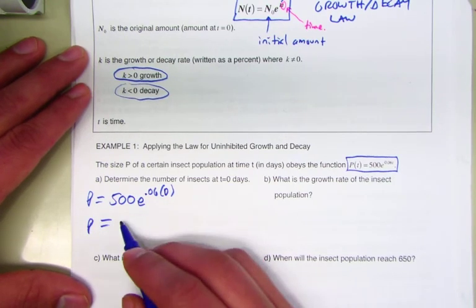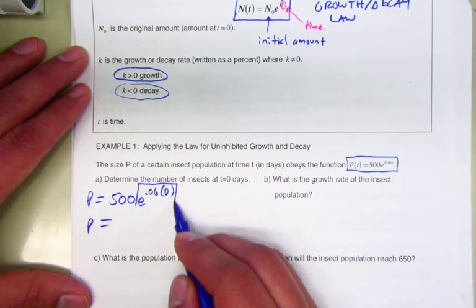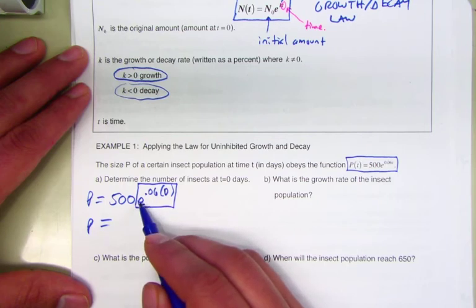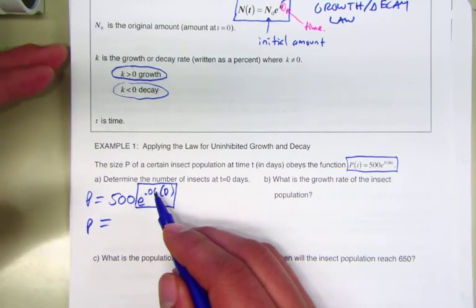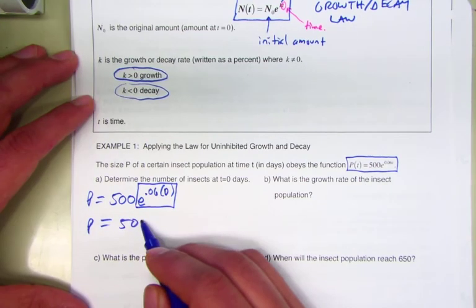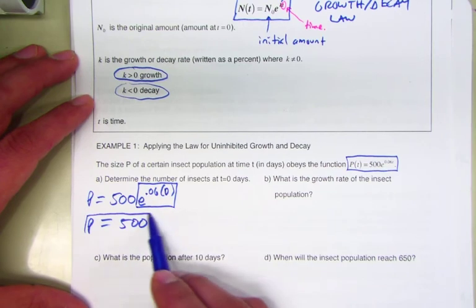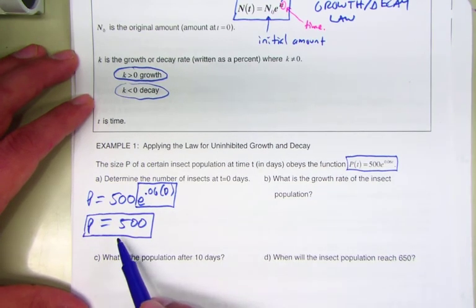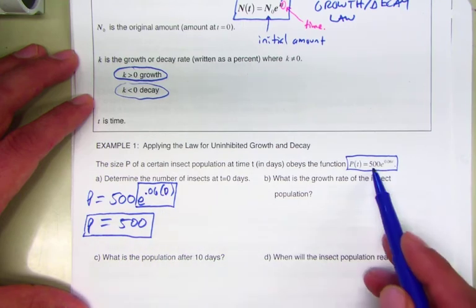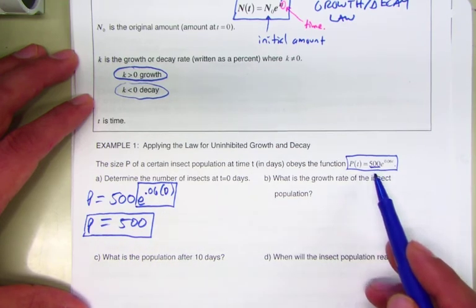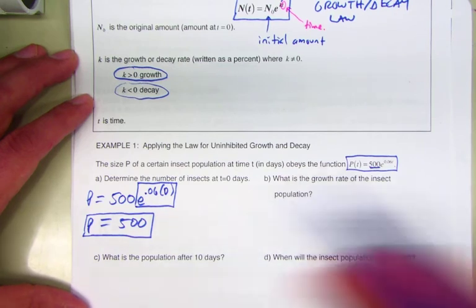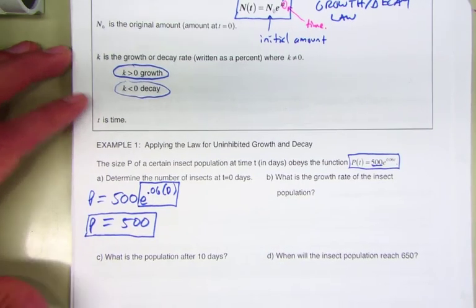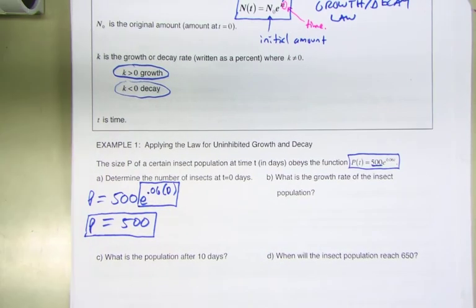And you should see something happen. What's this going to be? Yeah, because that's a 0. e to the 0 is 1. 500 times 1 is 500. Now, did we have to do that? Where do we see the initial value in our formula? Yeah, this is always the starting value, the initial amount. So if you remember that, you could just say 500. I don't need to see you plug it in. If you plug it in, you'll get the same thing, and it's not too hard.